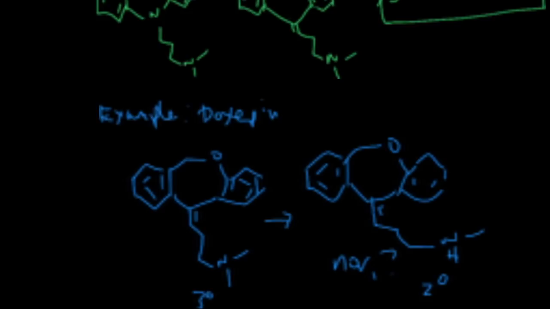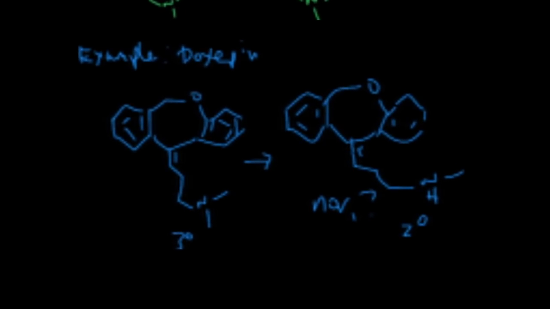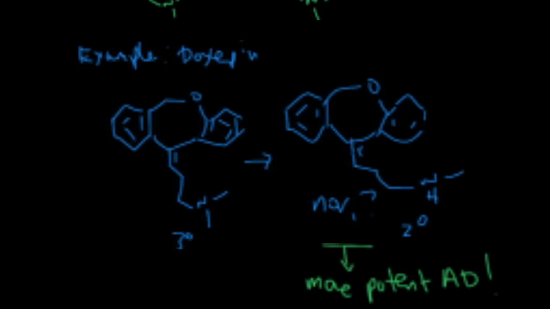So which is more potent as an antidepressant? The parent structure, the tertiary amine, or the NOR1 metabolite, which is your secondary amine? So the NOR1 metabolite is a more potent antidepressant because remember antidepressants are more potent with secondary amines compared to tertiary amines. Oh, cool example, right?